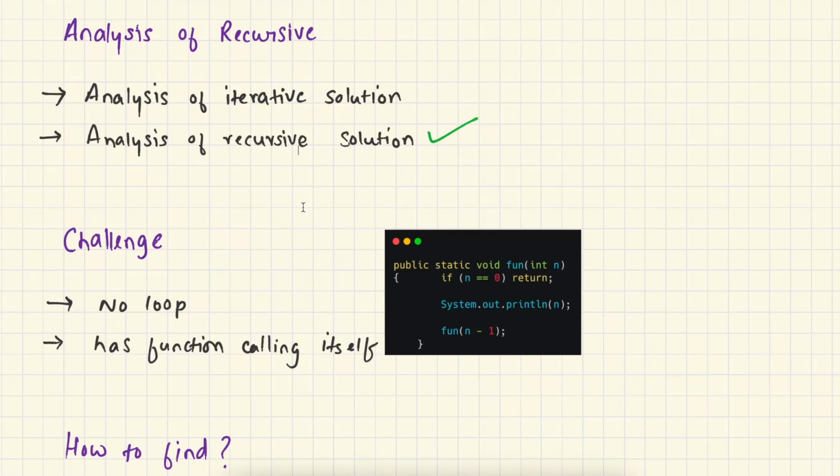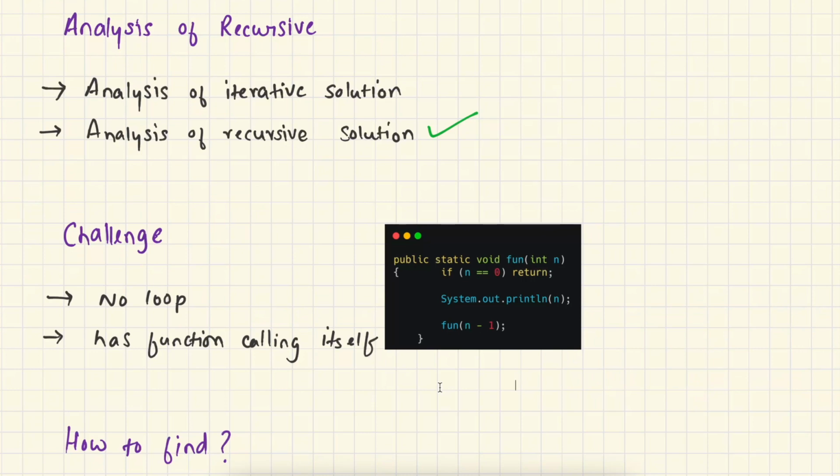But this becomes challenging when we consider recursive solutions, because if you look at this program, this is a recursive program, and it's simply calling itself by reducing the input size by 1. If you observe this code closely, we do not have any loop structure here. We have a simple print statement and a function that is calling itself. So this is the real challenge in recursive solutions: we do not have a loop-like structure and the function is calling itself. Here it becomes really tricky to find the order of growth of this function, or the time taken by this function to solve a problem, right?